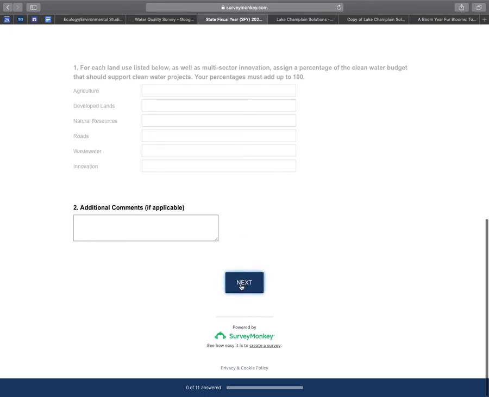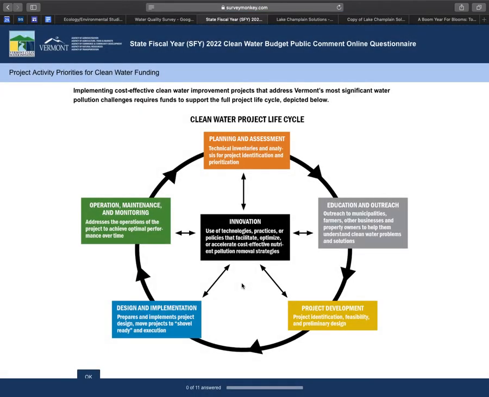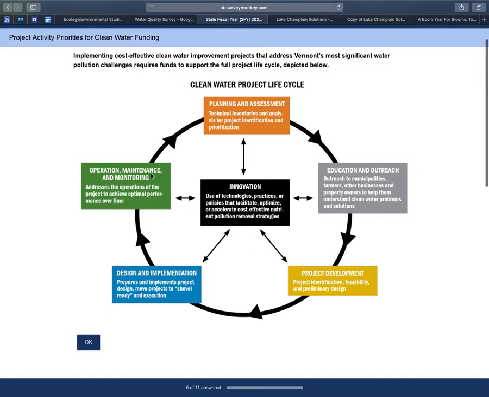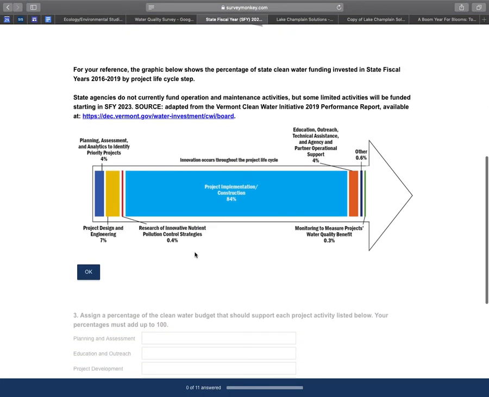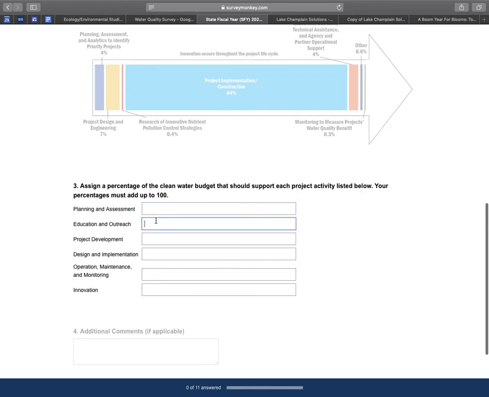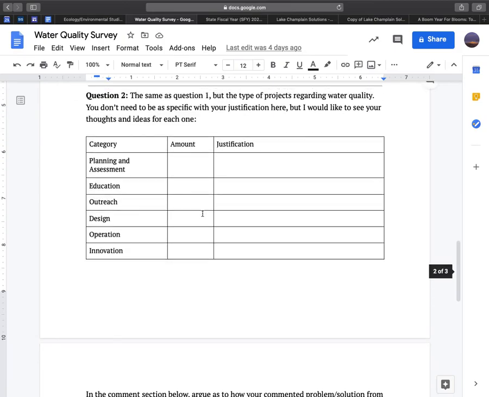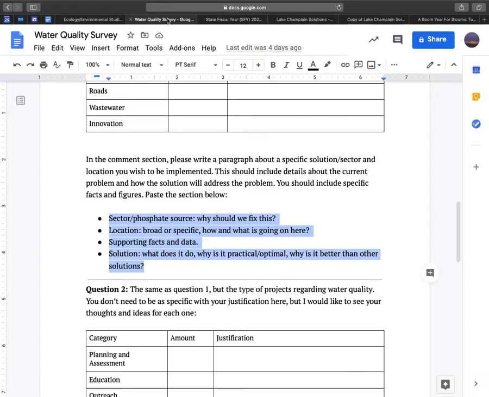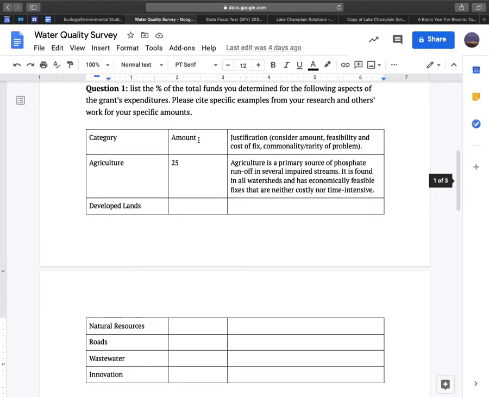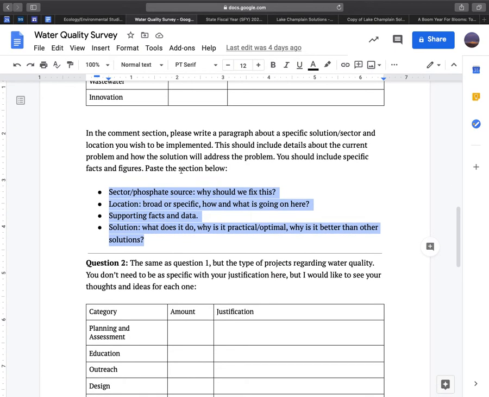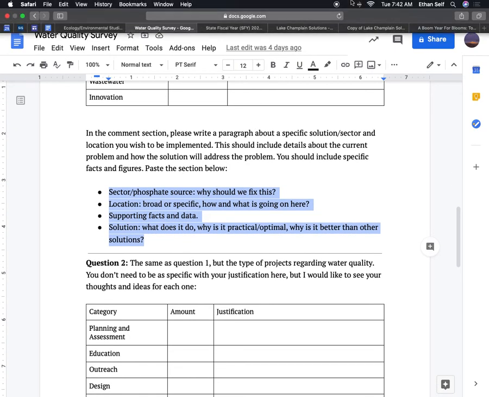Now, you're not going to be finishing the survey today, because tomorrow in class, before we submit, I'm going to briefly do an overview of each of these different project aspects, and you're going to be identifying what percentage of each type of project should be implemented for the state of Vermont. So you don't need to worry about question 2 yet. You don't need to submit your survey. You should have this document finished in terms of question 1 in the paragraph for class tomorrow.